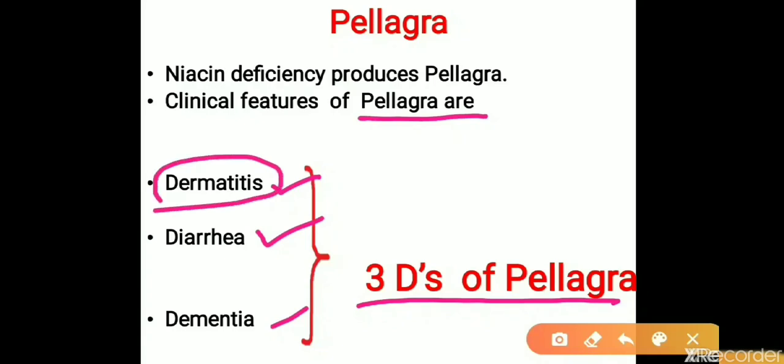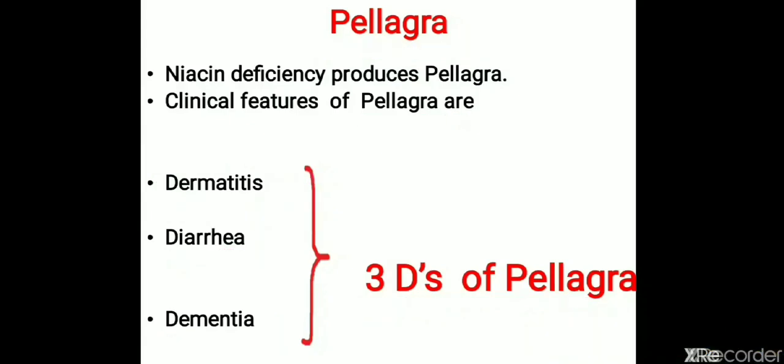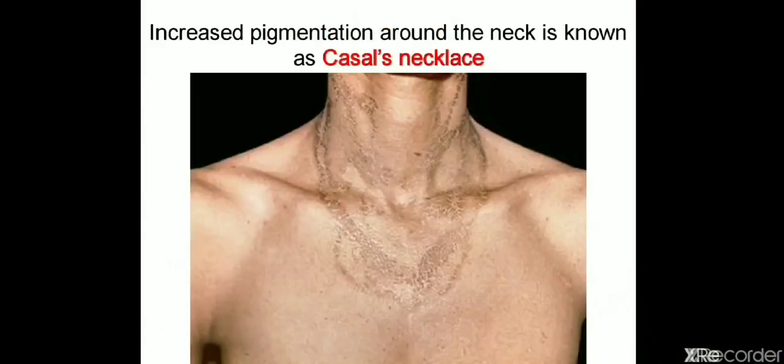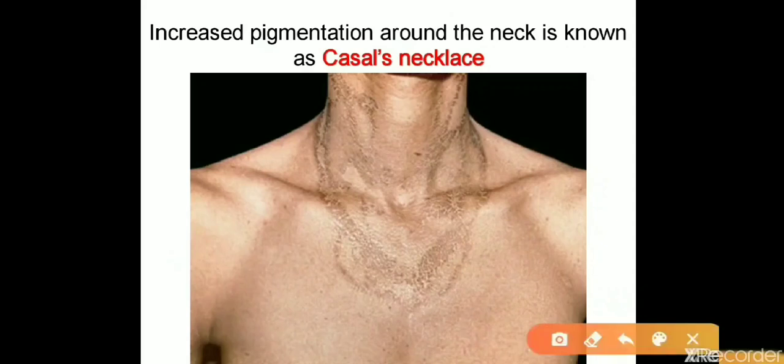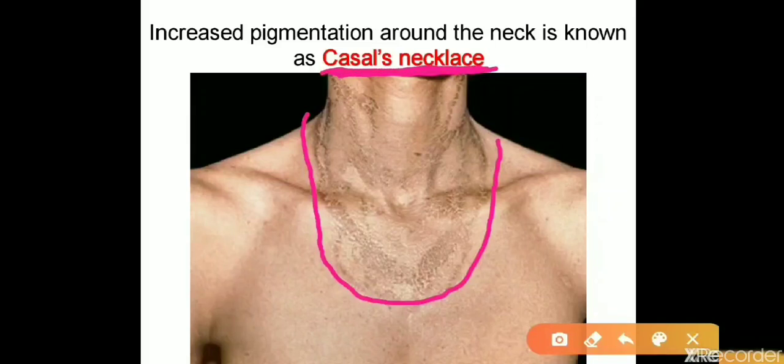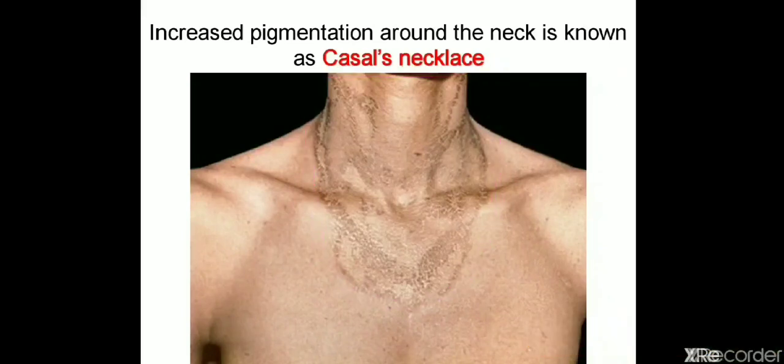So niacin deficiency produces a clinical condition which is known as pellagra, and pellagra is characterized by dermatitis, diarrhea, and dementia. There is a specific clinical pattern seen in pellagra, known as Casal's necklace pattern. What is Casal's necklace pattern? There is a hyperpigmented lesion present around the neck, which is also a sunlight exposed area, and this hyperpigmented lesion around the neck is known as Casal's necklace pattern. It is one of the features of pellagra.